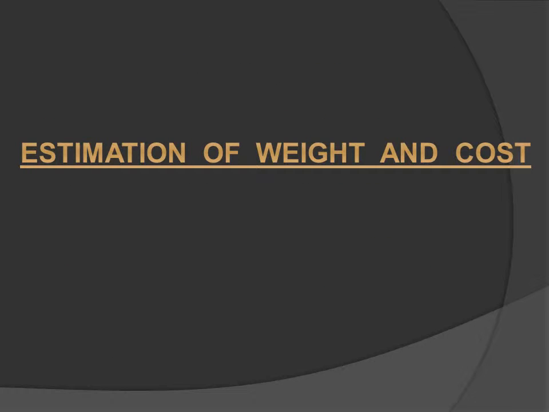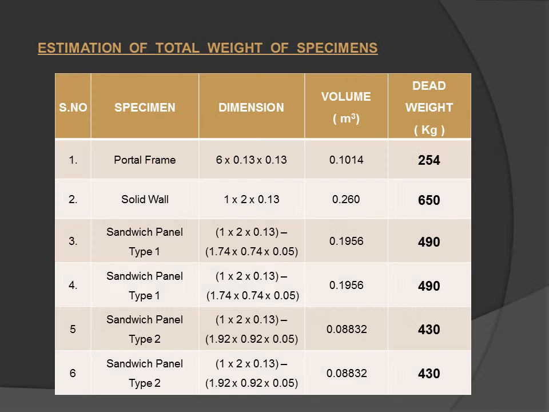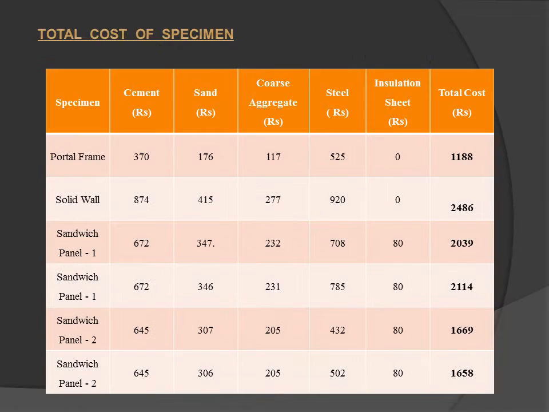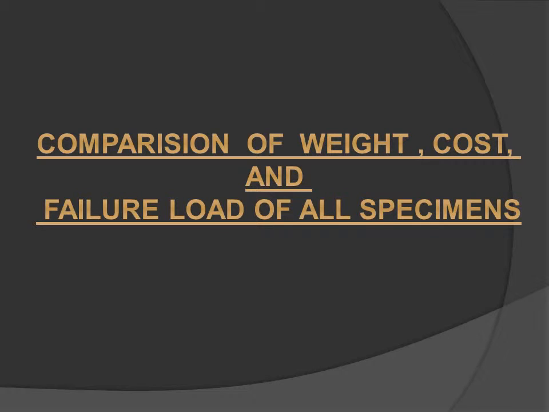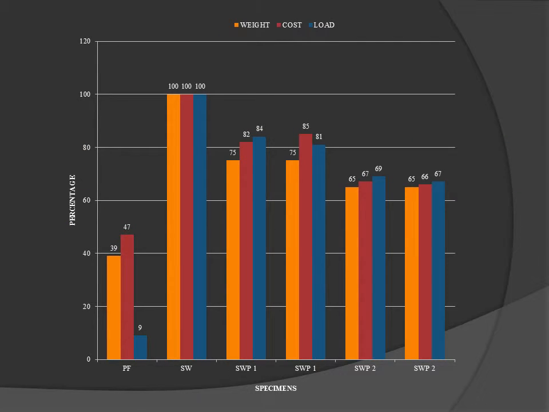And then the estimation of weight and cost. This table shows the estimation of the total weight of the specimens, and then this is the total cost of the specimens, and then the comparison of weight, cost and failure loads of all specimens. This graph entirely shows our results corresponding to the weight, cost and load for all the 6 specimens.